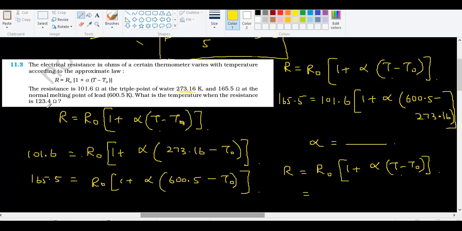So what is the temperature when the resistance is 123.4, which means they have given the resistance 123.4. R naught, again, I can take it as the reference point, which is the triple point of water, with resistance 101.6. Alpha, now that you found the alpha, I can substitute over here. So alpha is known. T is the temperature which they are asking. T naught is 273.16.